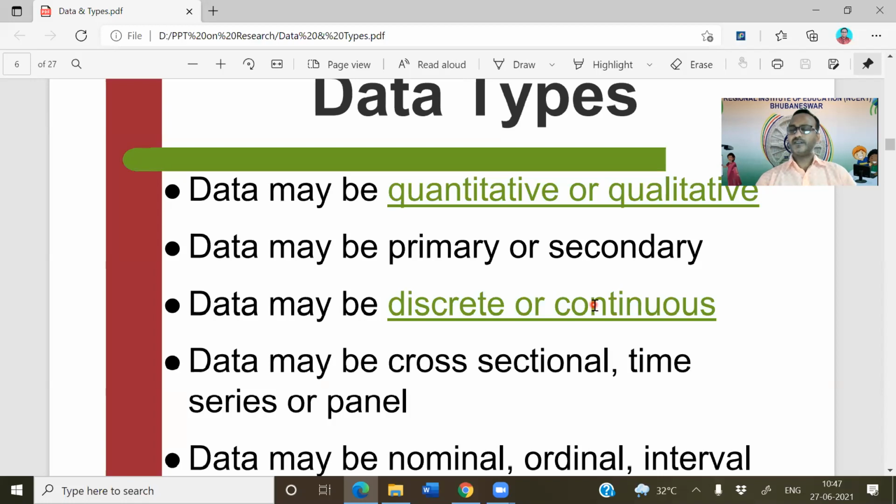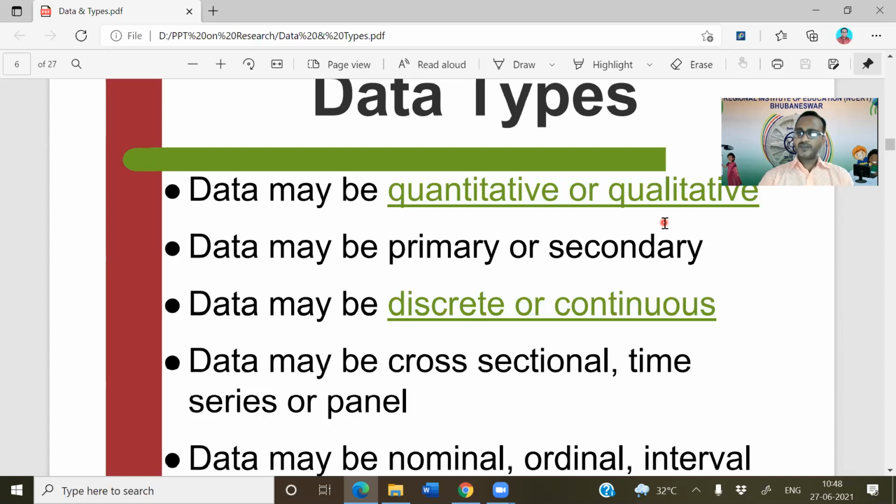The data we collect by using any test will give us quantitative data. Any data you collect by using an interview or an observation will be qualitative in nature. Further, data can be primary and secondary. When you go to the field and collect the data, gather the information, that is primary, because you are the first person collecting data from the field.